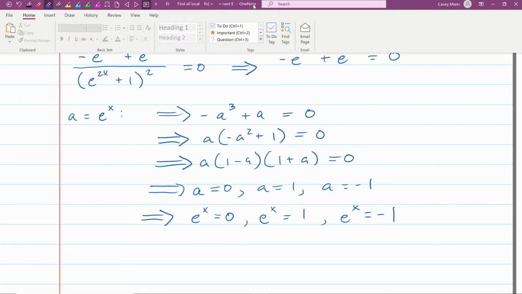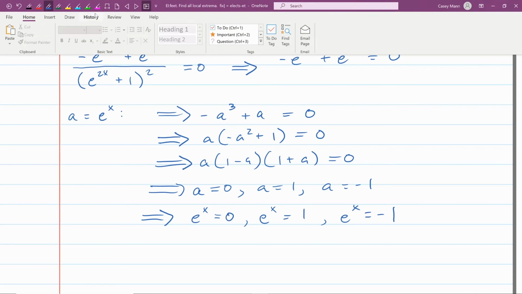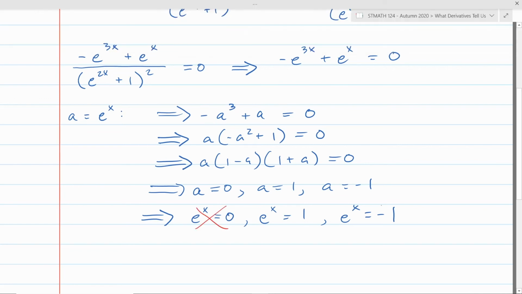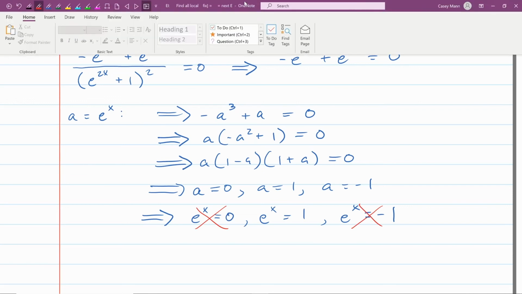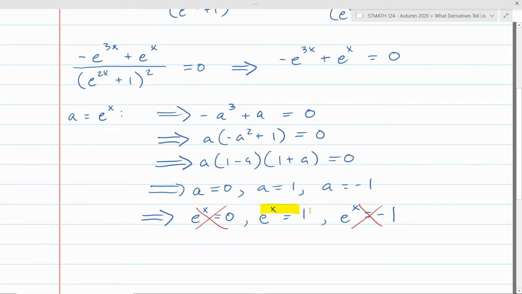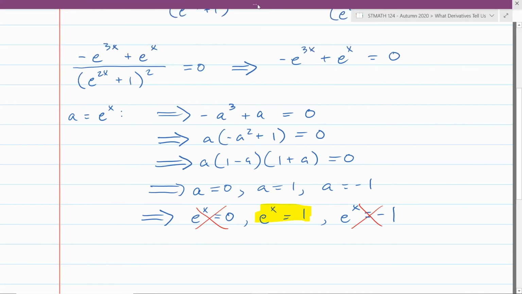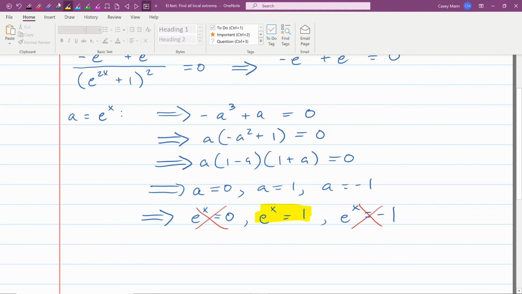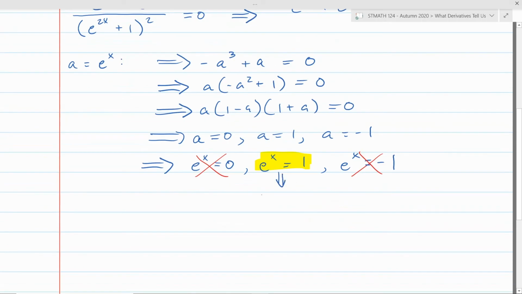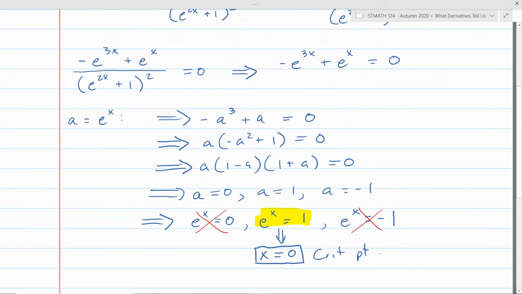But I know that the exponential function is always positive. So that means that the first solution and the third solution are impossible. The only one of those equations that makes any sense is the middle one. And then you say, well, for what value of x is e to the x equal to 1? And from there, you arrive at x equals 0 is your only critical point. Okay, so the algebra led me to just this one critical point.